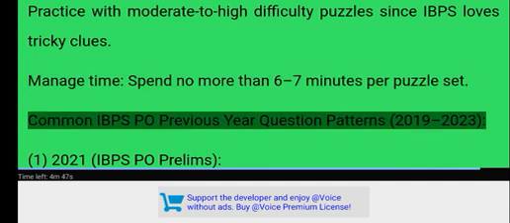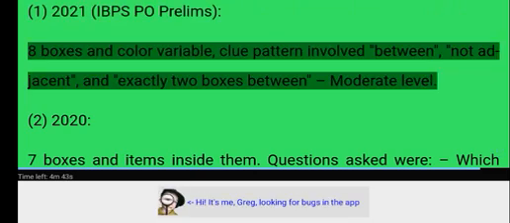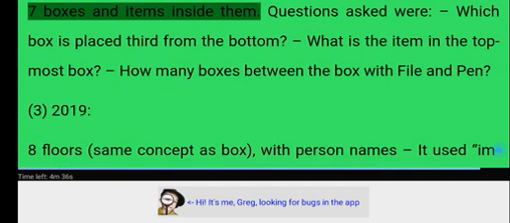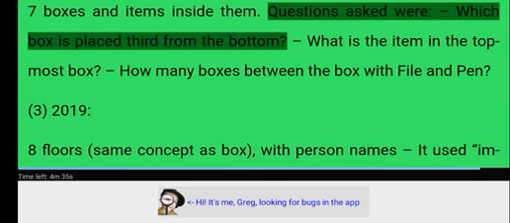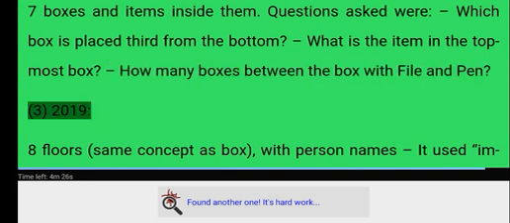Common IBPS PO previous year question patterns, 2019 to 2023. 1. 2021 IBPS PO prelims: 8 boxes with color variable, clue pattern involved between, not adjacent, and exactly 2 boxes between, moderate level. 2. 2020: 7 boxes and items inside them. Questions asked were, which box is placed third from the bottom? What is the item in the topmost box? How many boxes between the box with file and pen?